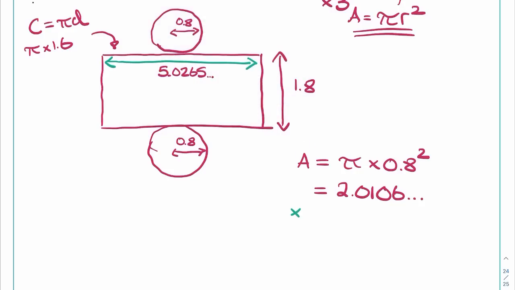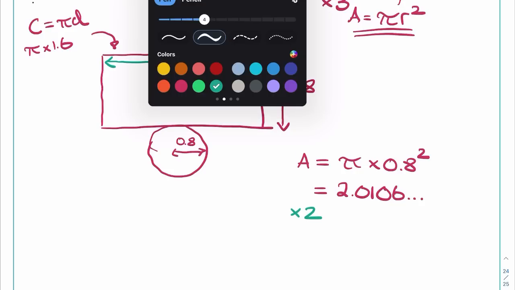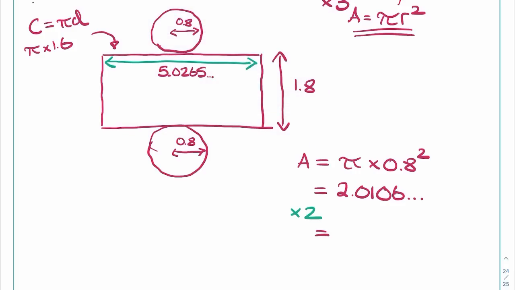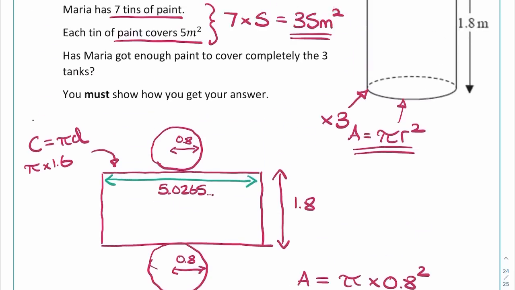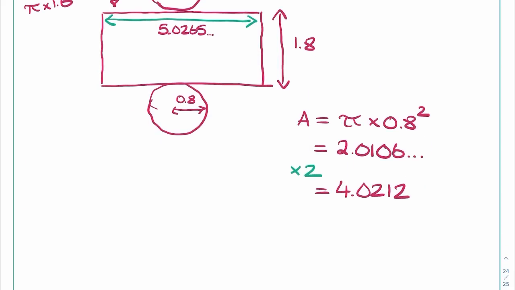So I may as well, before I delete that off my calculator, multiply it by 2. So times 2, and that gives us 4.0212. And there we go. What were the units? It was in meters, so that's going to be meter squared. That's for the 2 circles.